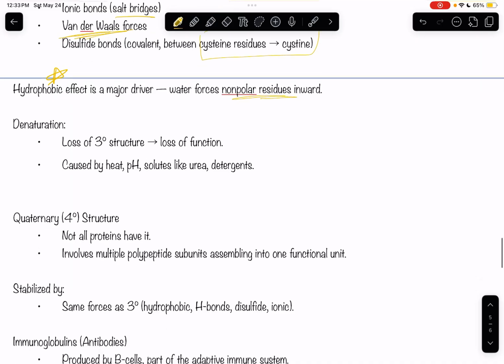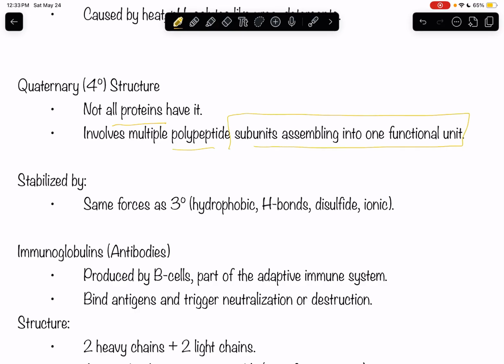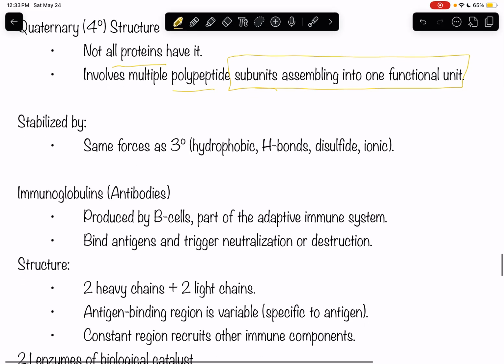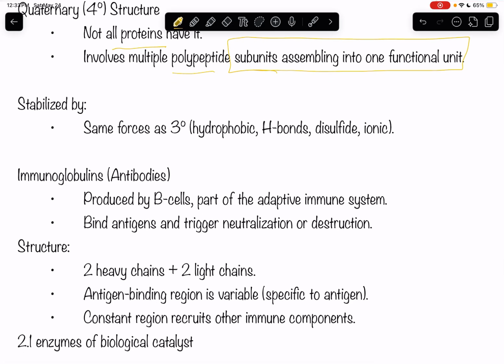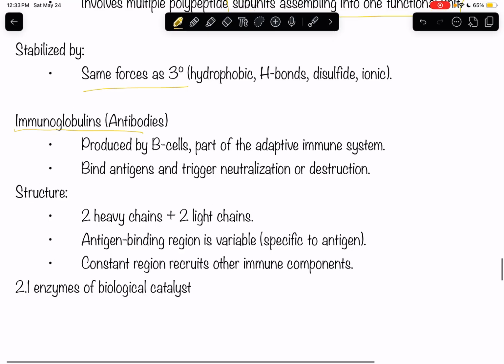Last but not least, we have quaternary structure. Not all proteins have quaternary structure. It is multiple polypeptide subunits in one functional unit, with the same forces as tertiary structure. Again, it's just more, like two tertiary structures together. One example is your antibodies, which are a type of quaternary structure.